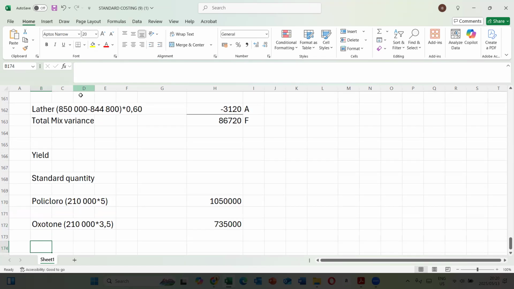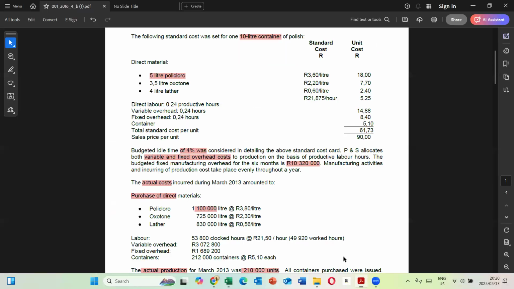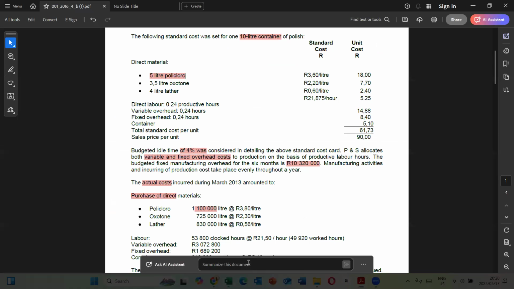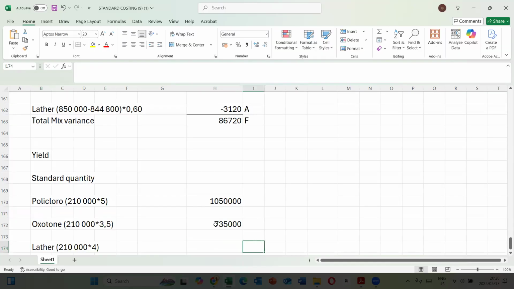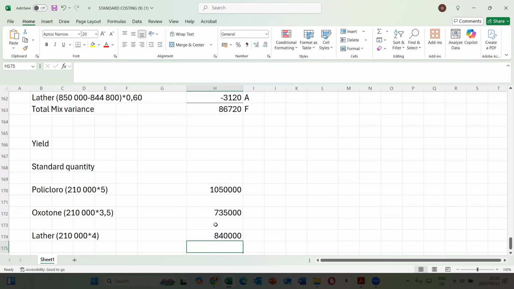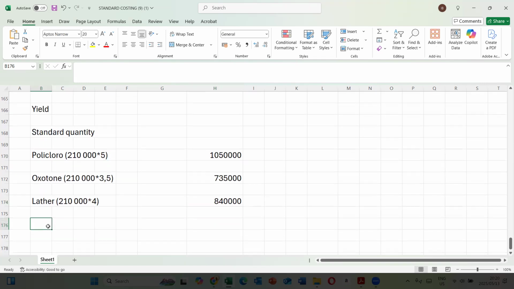All right, and then we have ladder. So we're going to take 210 again and multiply that with 4. Remember our price is 4 there. So we have 210 times 4. That takes us there.